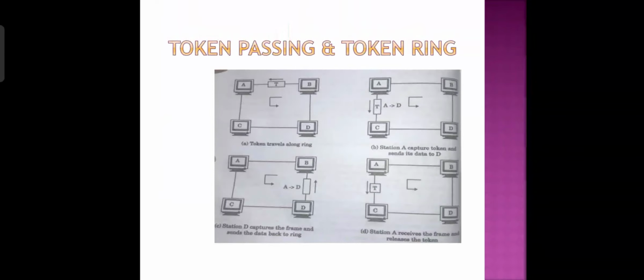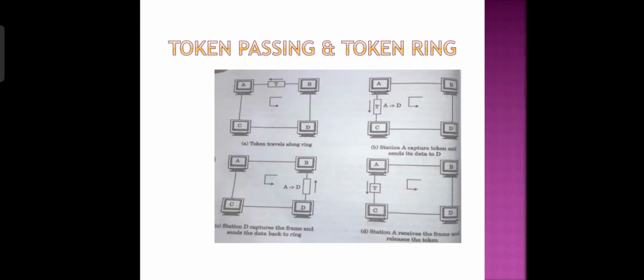Then next is end delimiter. It indicates the end of sender's data and control sequence. The last field is frame status. It can be set by the receiver to indicate that the frame has been read or by the monitor to indicate that the frame has already been around the ring. This is not an acknowledgement, but it tells the sender that the receiving station has copied the frame, which can now be discarded. Now we will see how the token is passed in the token ring.